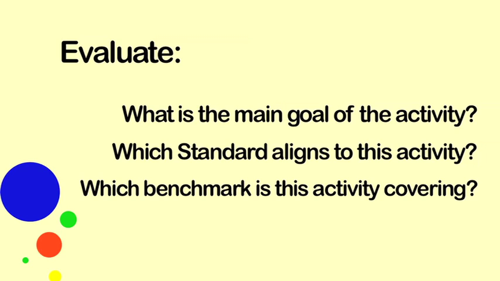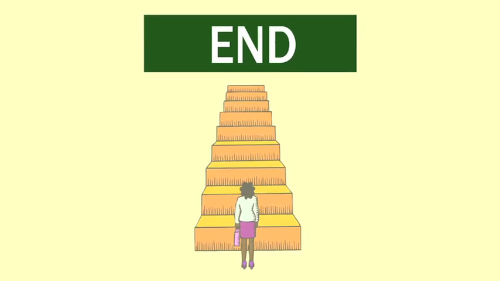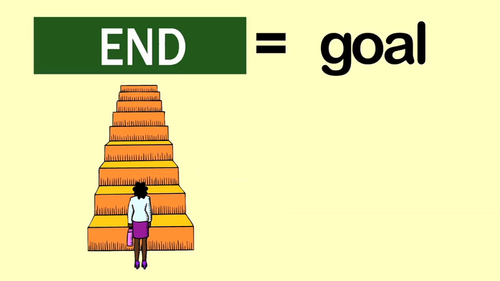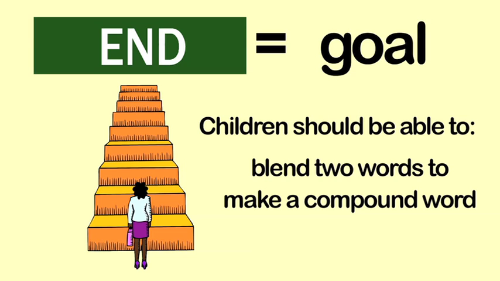First, remember this phrase: start with the end in mind. This means that once you selected your activity, you need to think, what is my goal? The end in mind is the answer to this question: what should children be able to do or perform by the end of this lesson? In my activity, my goal is for children to be able to blend compound words.